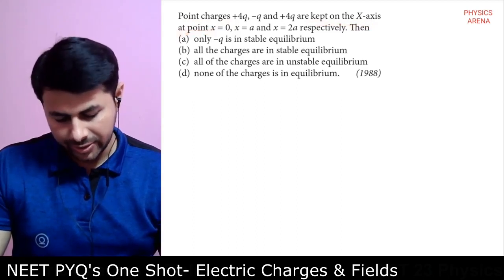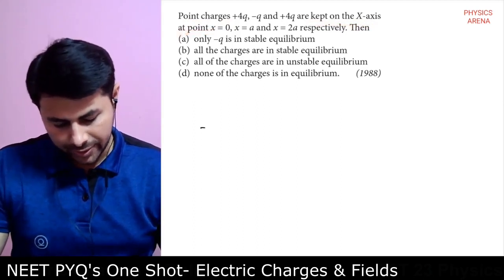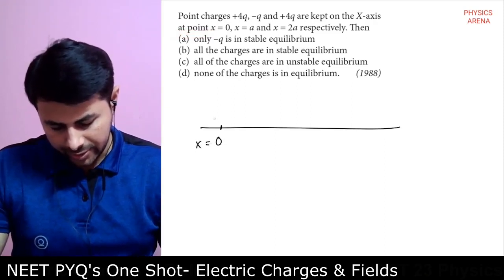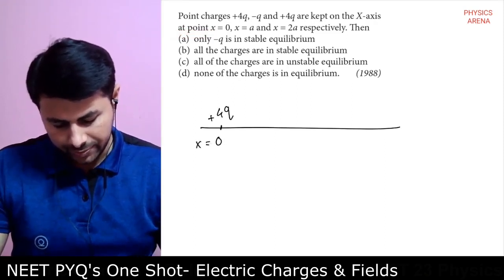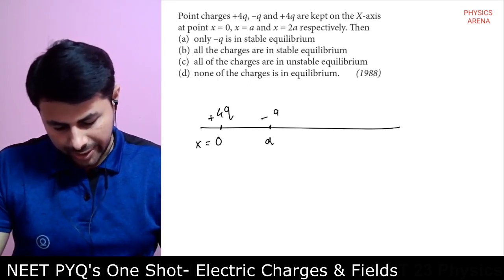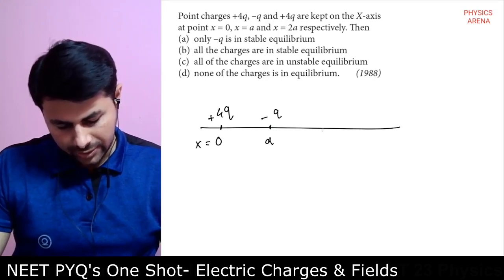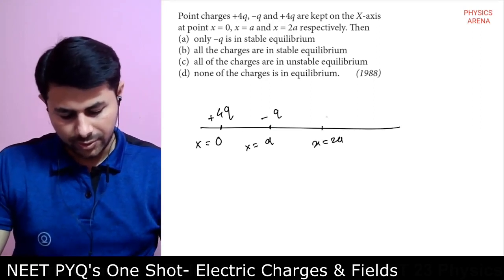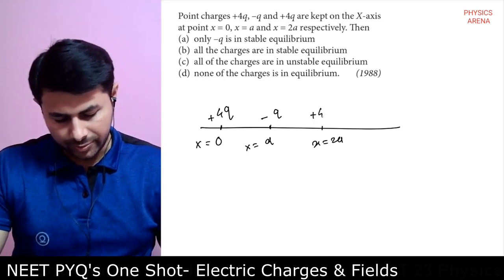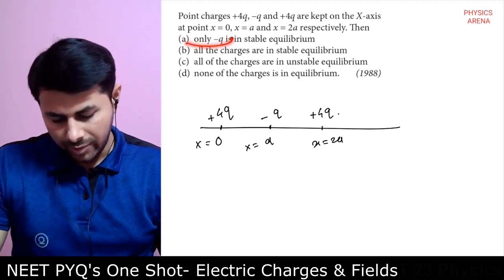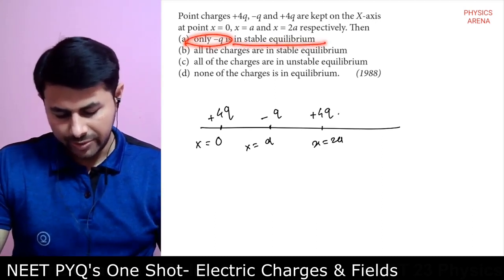So the next question is, point charges plus 4q, minus q and plus 4q are kept on the x-axis. At x equal to 0 there is charge plus 4q. At x equal to a there is charge minus q, and at x equal to 2a, okay, you have plus 4q, right?